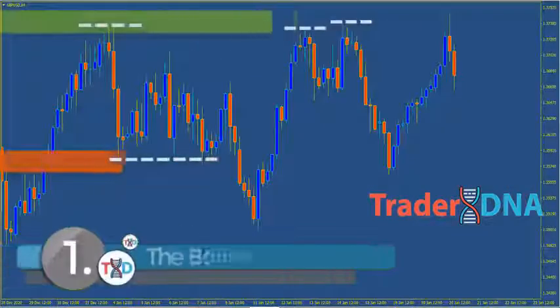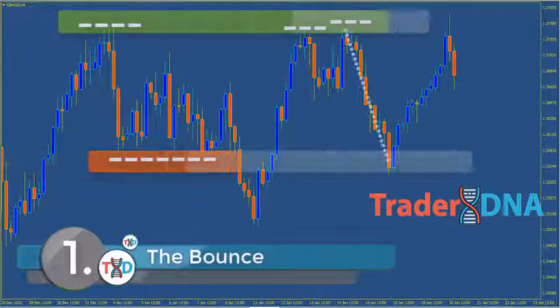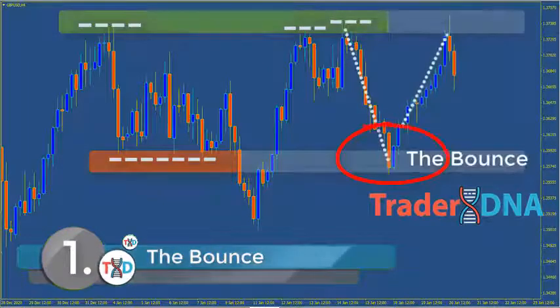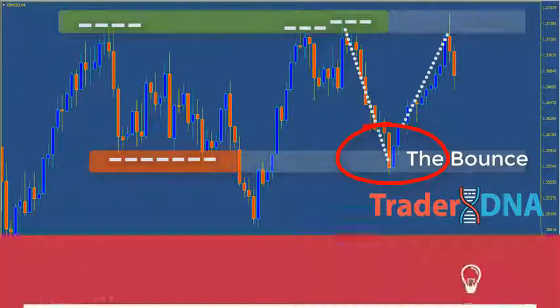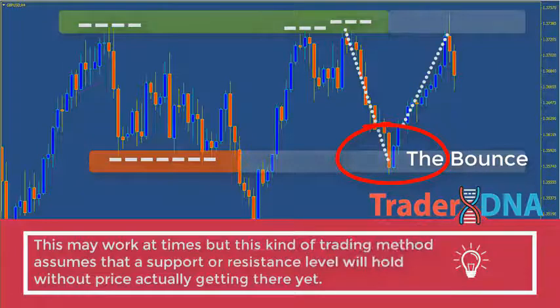First, the bounce. As the name suggests, one method of trading support and resistance levels is right after the bounce. Many novice traders make the error of setting their orders directly on support and resistance levels and then just waiting for their trade to materialize. Sure, this may work at times, but this kind of trading method assumes that a support or resistance level will hold without price actually getting there yet.